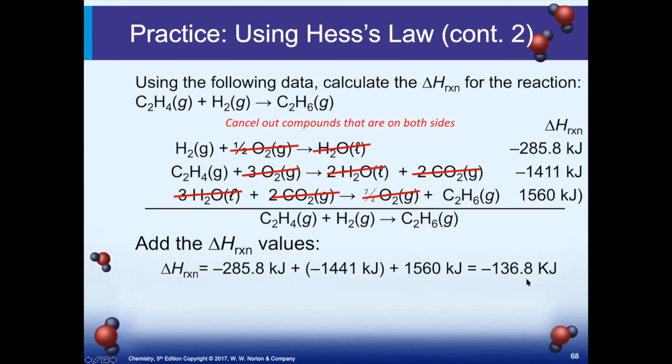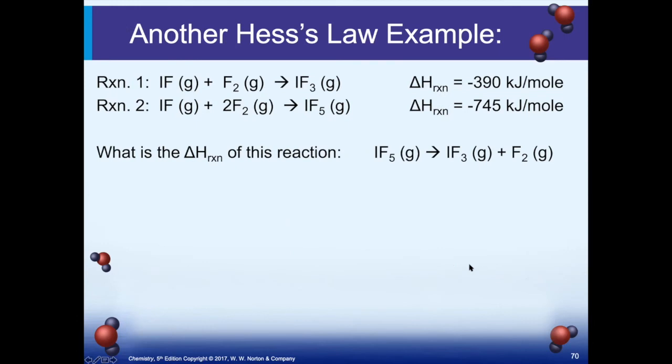I'm just going to do another example, and then I'll give you guys one to work on. So once again, 2 reactions here. I have iodine fluoride plus fluorine to give iodine trifluoride. And the second reaction, iodine fluoride plus 2 fluorines to give iodine pentafluoride. Each of those has a delta H associated with it. I'm going to use those 2 components to manipulate and come up with this reaction right here. So how can I manipulate these 2 reactions to get this reaction?